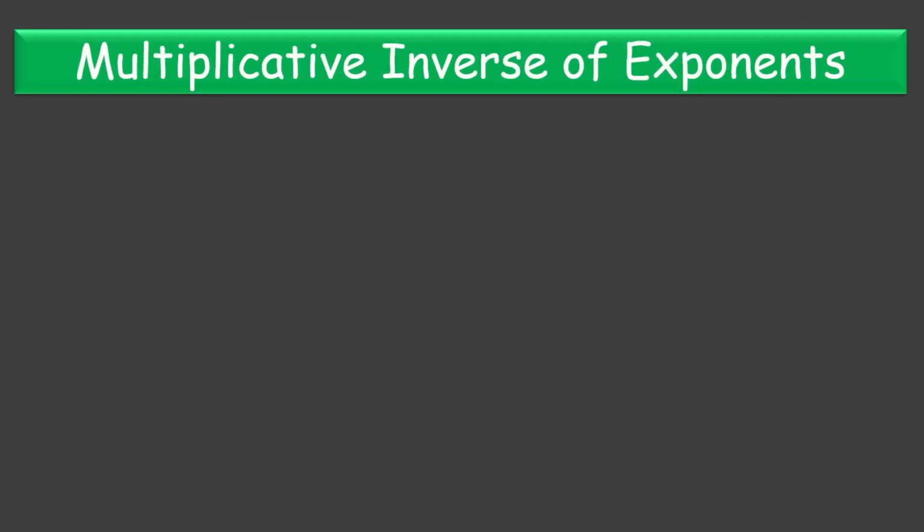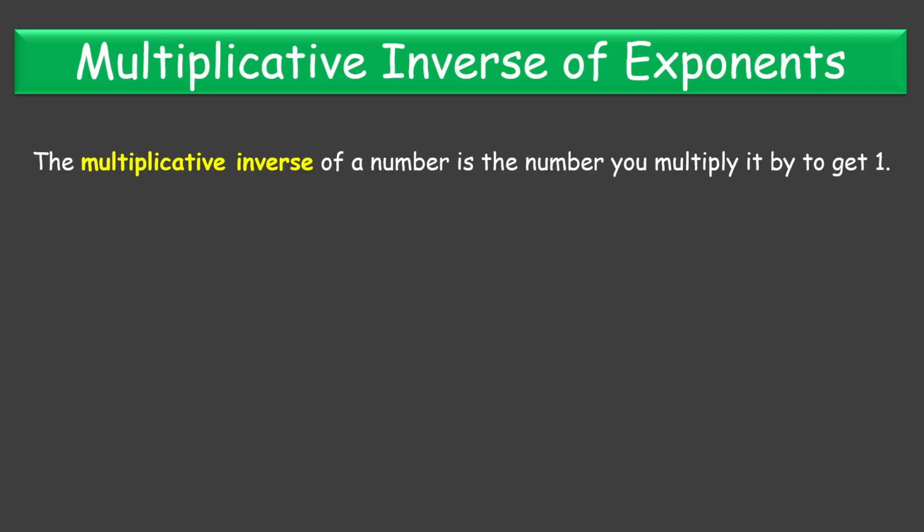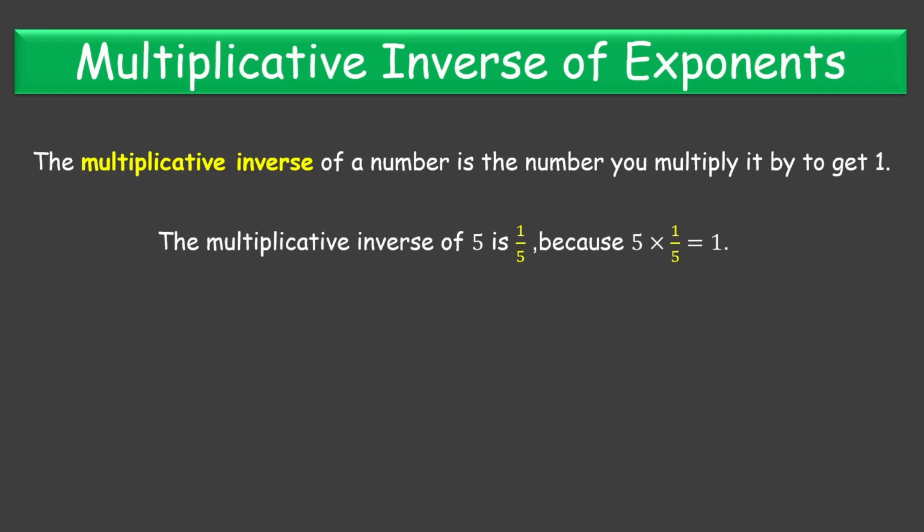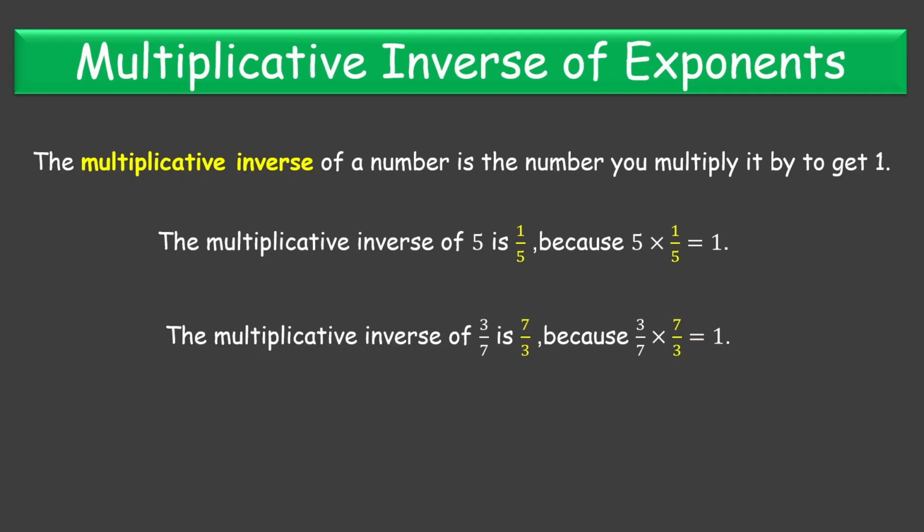In this video, we are going to talk about multiplicative inverse of exponents. Now, let us first recall multiplicative inverse. The multiplicative inverse of a number is the number you multiply it by to get 1. For example, the multiplicative inverse of 5 is 1 by 5 because 5 into 1 by 5 is 1. In case of fractions, the multiplicative inverse of 3 by 7 is 7 by 3 because 3 by 7 into 7 by 3 is 1.